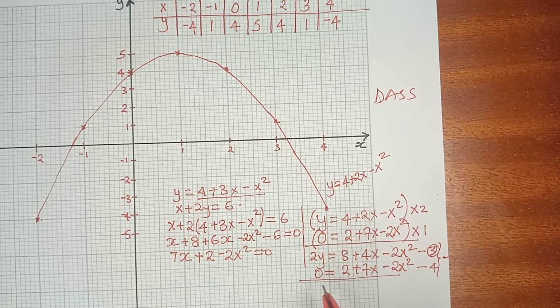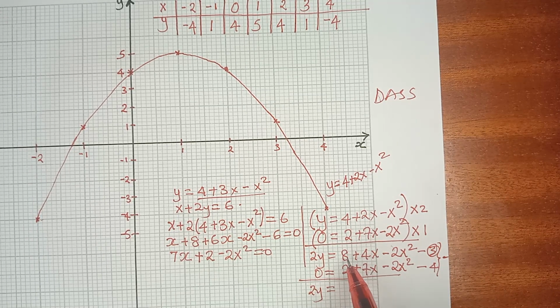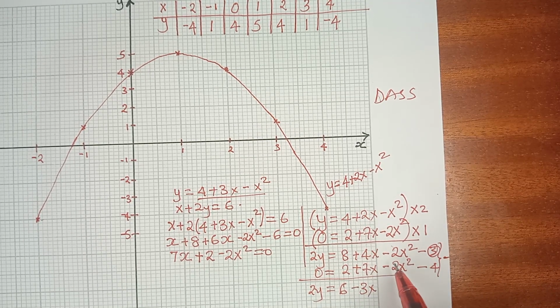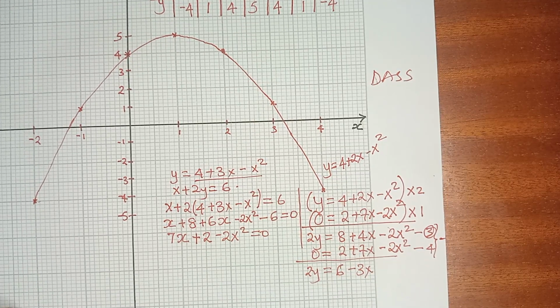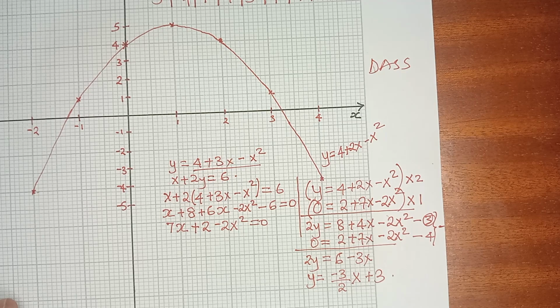So 2y minus 0 remains 2y = 8 minus 2 is 6, and 4x minus 7x is minus 3x, and minus 2x squared minus negative 2x squared is 0. We have eliminated that part. Writing this equation in terms of y, we divide everything by 2, and therefore we have y = -3/2 x + 3. And it is now this graph we need to tabulate and plot in the same set of axes.